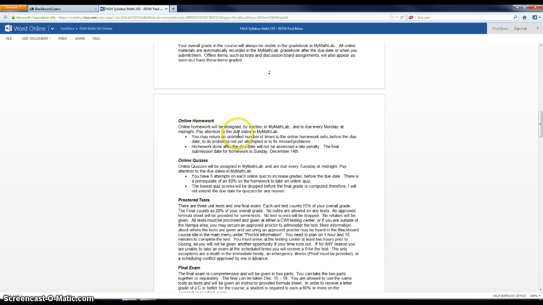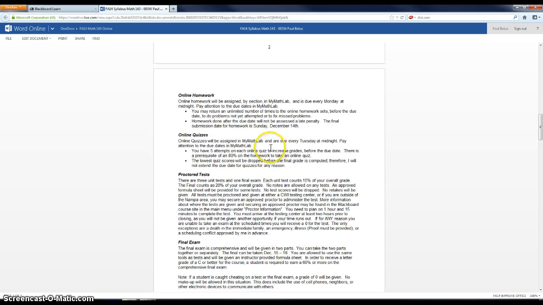Online homework is going to be assigned in My Math Lab and due every Monday at midnight. Pay attention to the due dates. You can go an unlimited number of times on a homework set before the due date to do any problems not attempted or to fix missed problems. The homework done after the due date will not be assessed a late penalty, and the final date for doing homework is Sunday, December 14th.